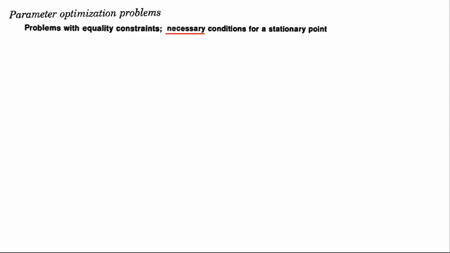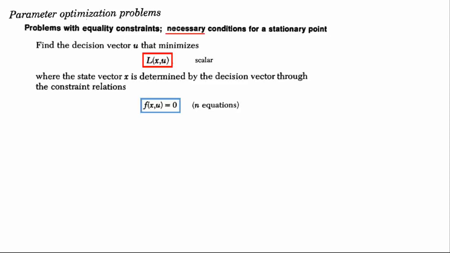We have a scalar index of performance L of x and u that we want to minimize. This function is subjected to the constraint f of x and u equal to 0. Here, f of x and u is n equations where n is the dimension of the variable x. We have shown that the necessary conditions of having stationary points for the undertaken problem above are as following.